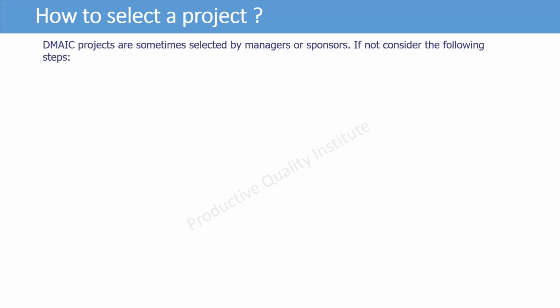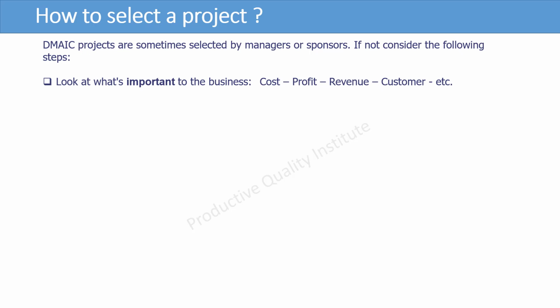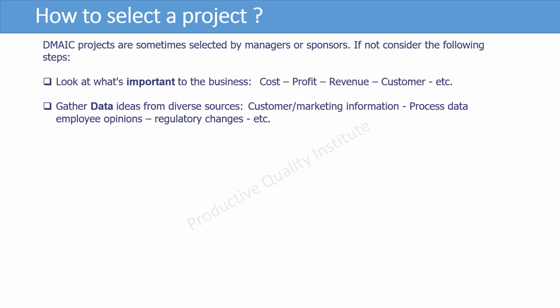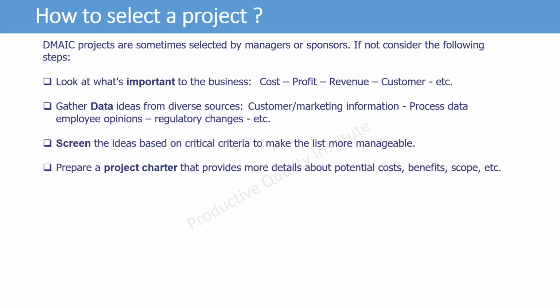Projects are sometimes selected by managers or sponsors. However, if you have to select the project by yourself, please consider the following steps. Look at what's important to the business: cost, profit, revenue, customer, etc. Gather data and ideas from diverse sources: customer and marketing information, process data, employee opinions, regulatory changes, etc. Screen the ideas based on critical criteria to make the list more manageable. Prepare a project charter that provides more details about potential costs, benefits, scope, etc.